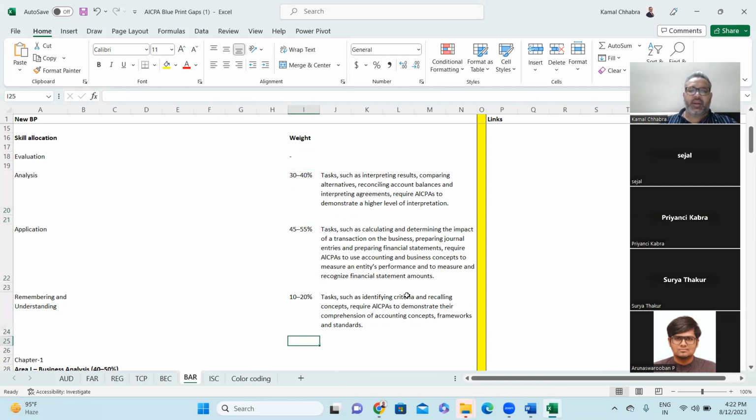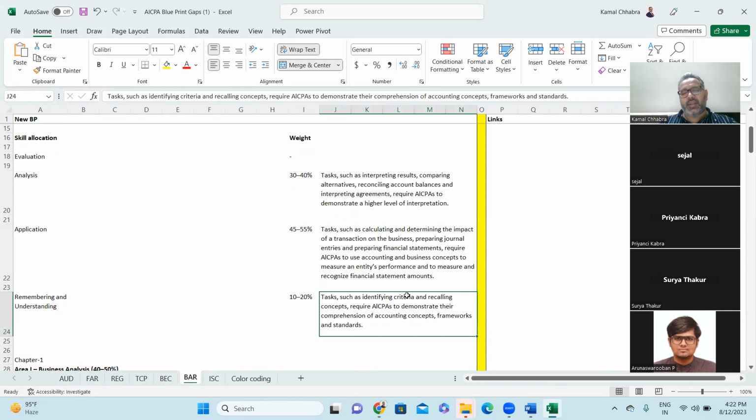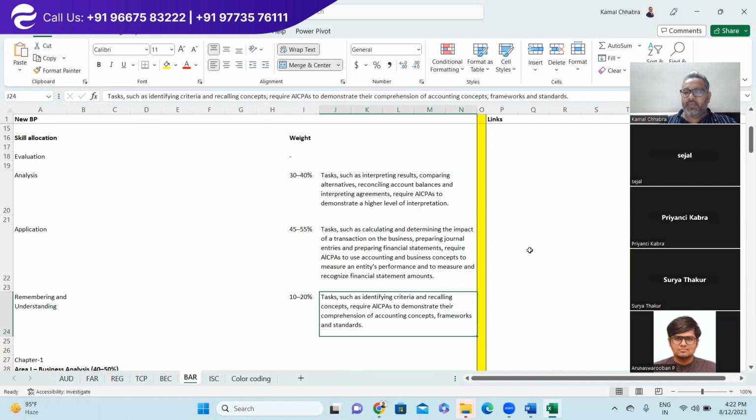So what is remembering and understanding? Remembering and understanding means how you understood the concept, right? It will be a more straightforward question where a direct question is asked on the respective concept. Tasks such as identifying the criteria and recalling the concept require a candidate to demonstrate their comprehension of concepts, frameworks and standards. These will be straightforward questions coming directly from the topic upfront, right?